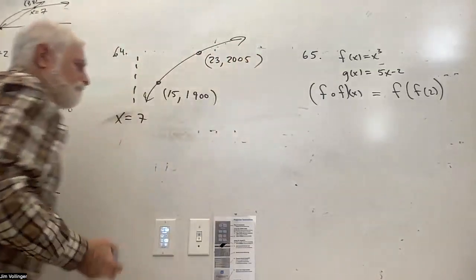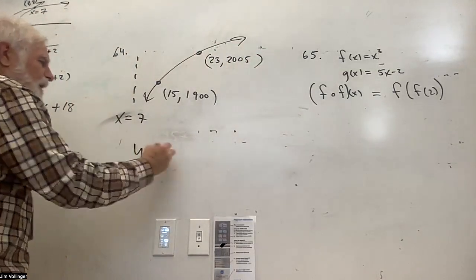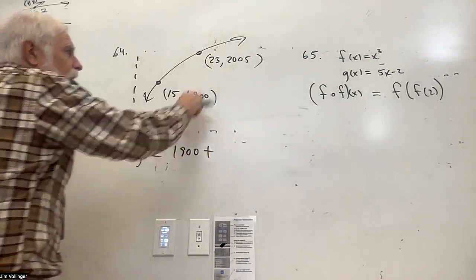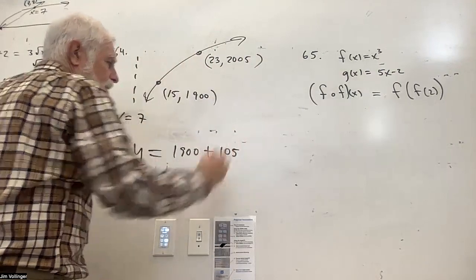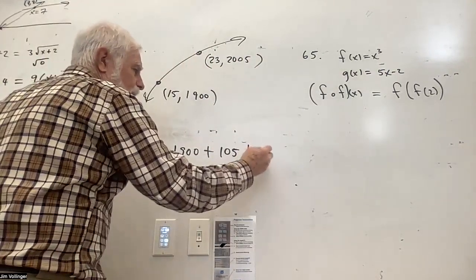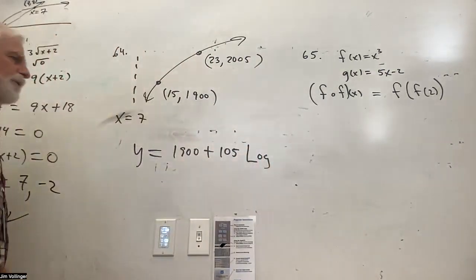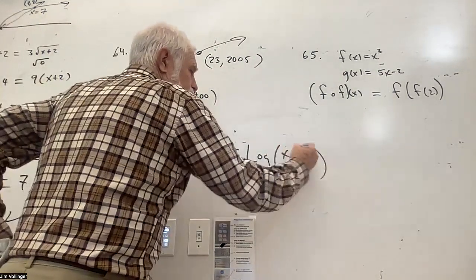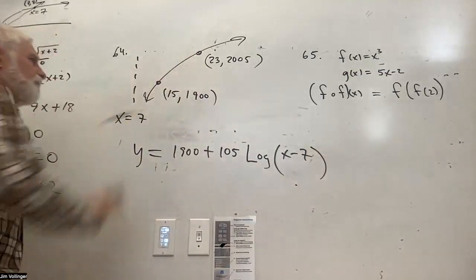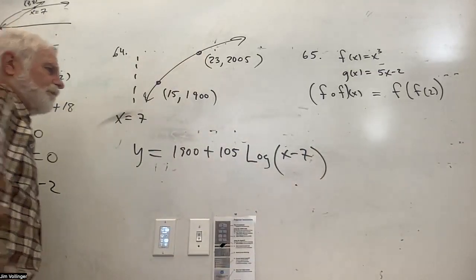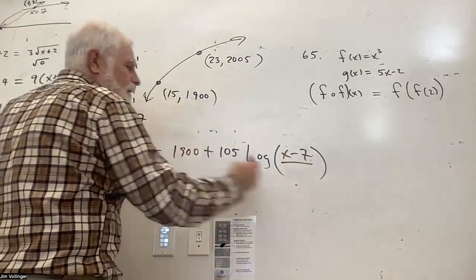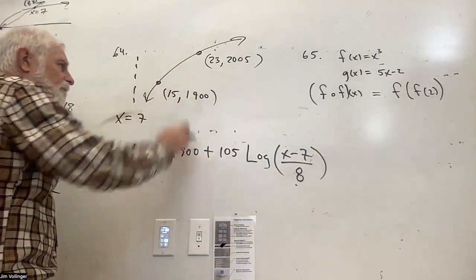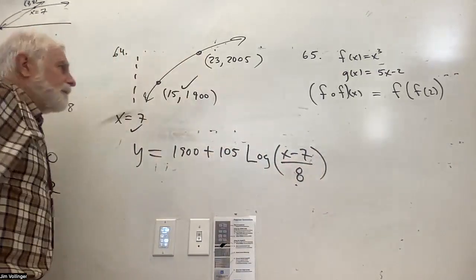All right, some real basic numbers. So just the mechanics: 1900 plus 105 times a logarithm. I'll put a big L there so it doesn't confuse you with the number 105. x minus 7. You've got to have numbers bigger than 7 or you're not on the graph. Domain restriction. Put a 15 in, you get 8. 8 divided by 8 is 1. Log 1 is 0. 0 times anything is 0. Works for that, works for that.